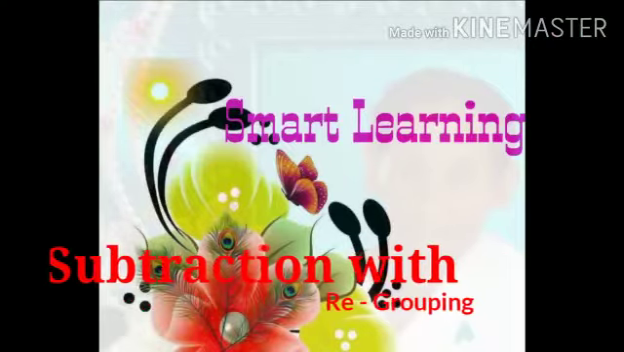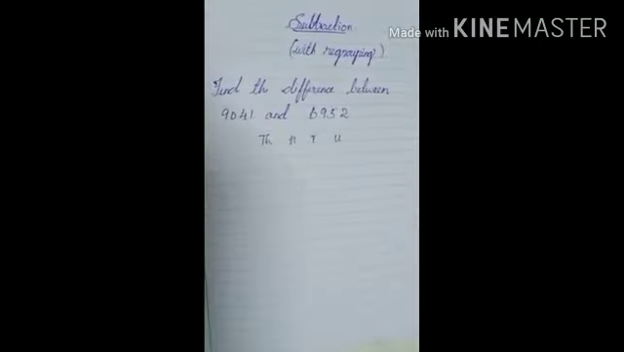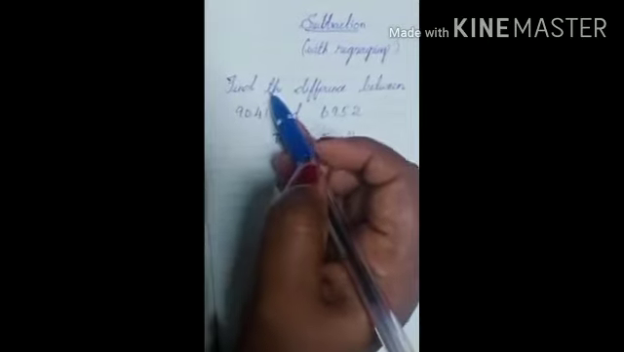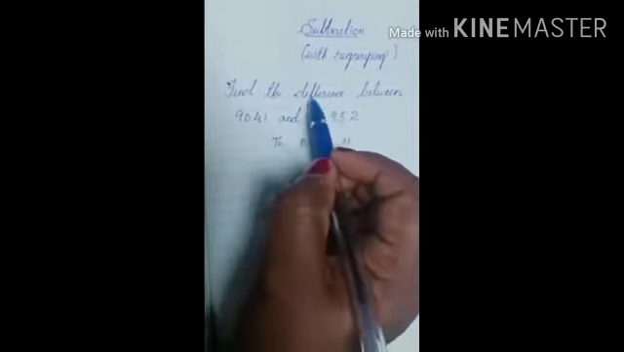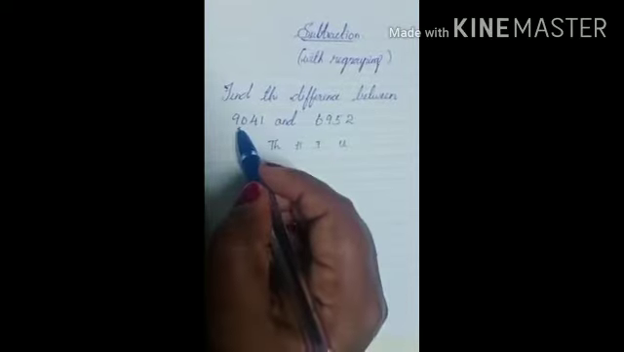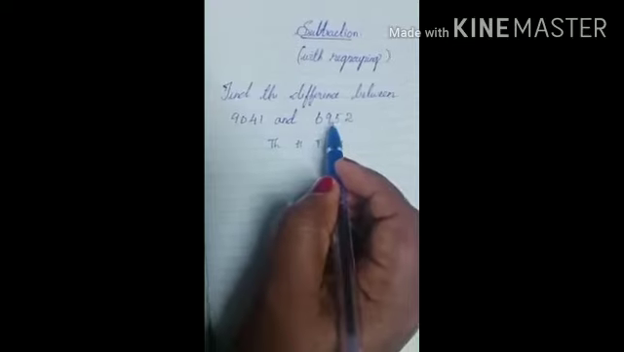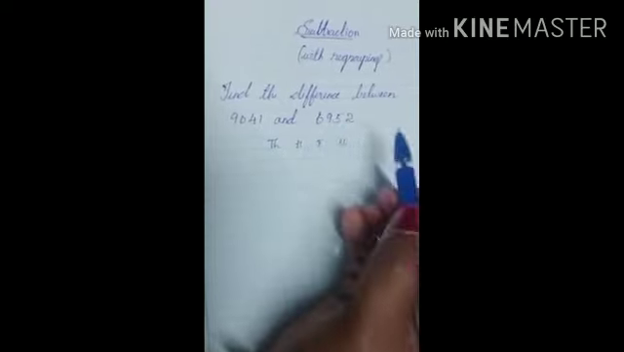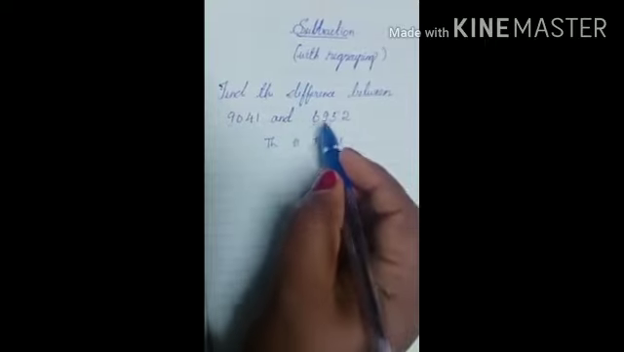In this module, we are going to learn the subtraction with regrouping method. Read the line. Find the difference between 9041 and 6952. So here, first of all, you have to find the minuend.